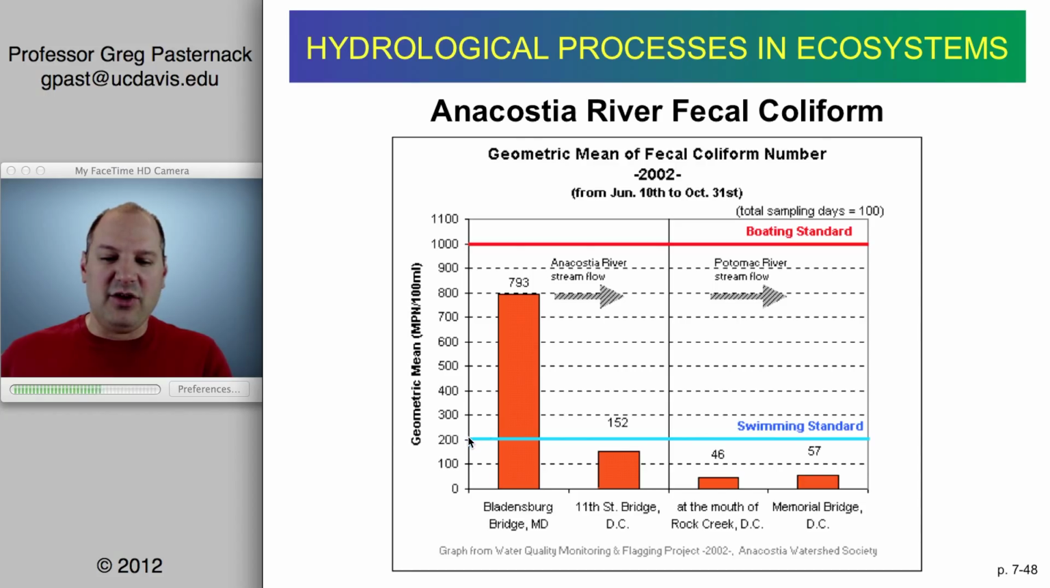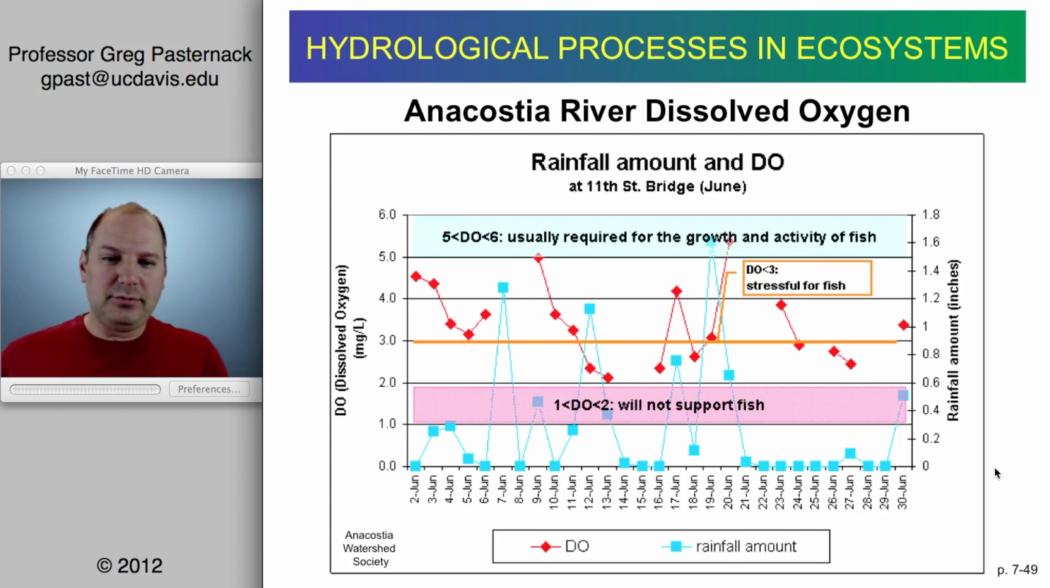The swimming standard is 200, and so you can see that in the Anacostia River itself, well exceeding that. It's okay to be boating there because that's 1,000, but still, there is a very high risk of getting sick just by boating in the river. And certainly if you were to swim in the river, you would very likely get sick. Farther downstream, the dilution effect does take hold, and so it's not as bad.